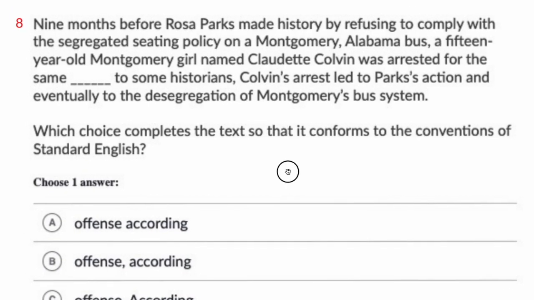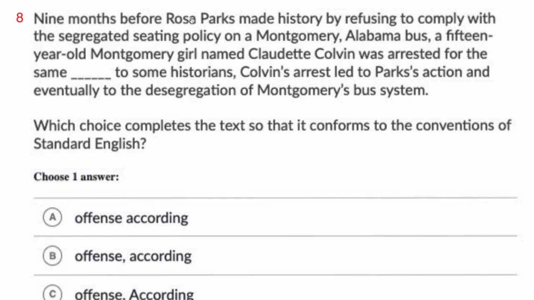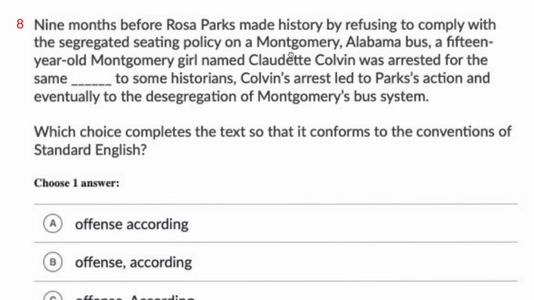Boundaries. Okay. 9 months before, Rosa Parks made history by refusing to comply with the seating policy on a Montgomery, Alabama bus. And tisk tisk, there should be a comma there. But anyway, that's a long introductory portion. I think you would say it's kind of a prepositional phrase. I don't know what you would call it, but it's a lengthy phrase of some sort, or concatenation of phrases.